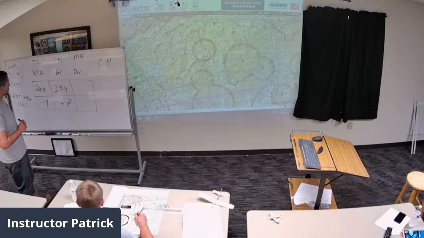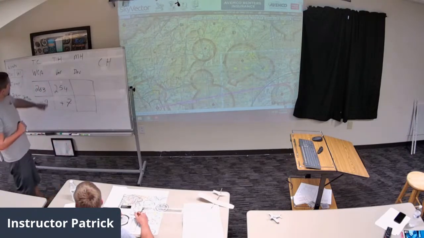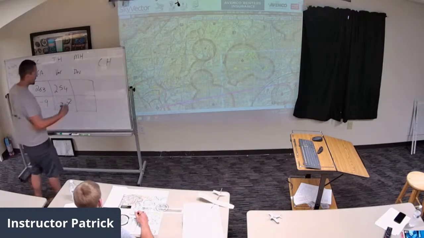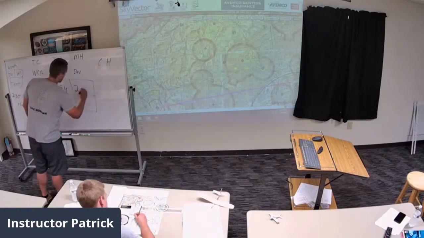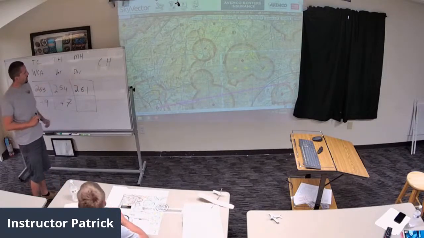Is that making sense here? And no questions online? Perfect. So 254 plus 7 is, I'll help you out with the 2 again. All right, 261. Now we have deviation, okay?